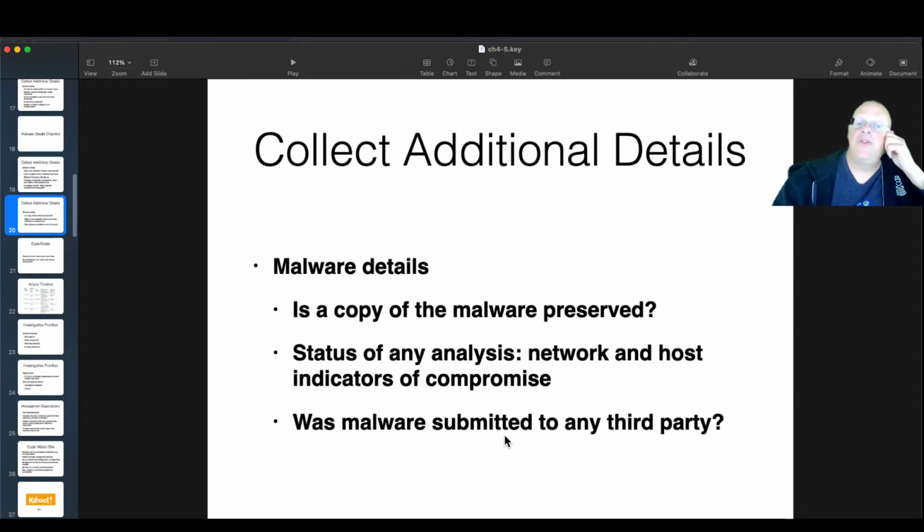And if you did submit the malware to some third party like Virus Total, you should record that fact because that's important. You might have informed the attacker that you have begun to investigate the attack, and that might change what they do.